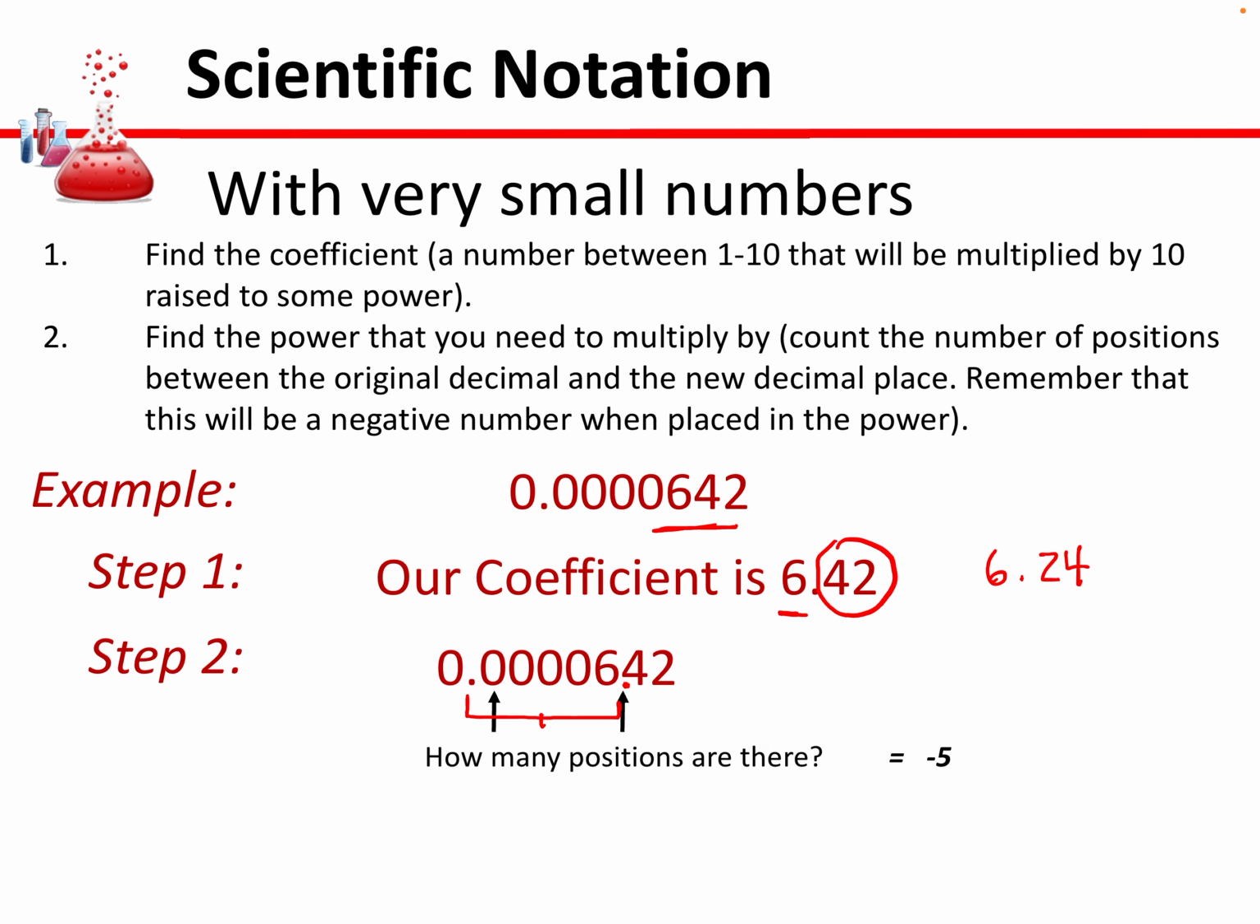Right, so if we count back, we've got 1, 2, 3, 4, and 5 to that decimal. So when we're moving to the left, and it's a very small number, it has to have a negative associated with it for the exponent. So our exponent should be -5 for this one, and we would get an answer of 6.42 times 10 to the -5.